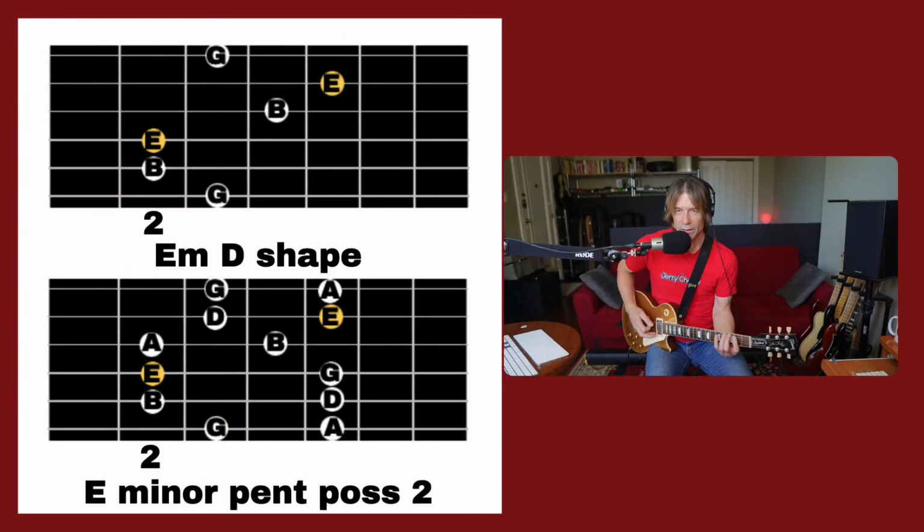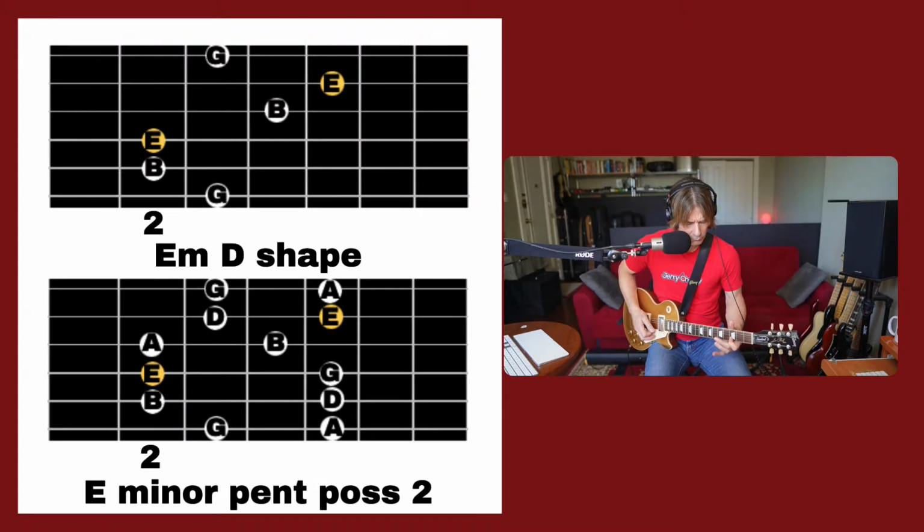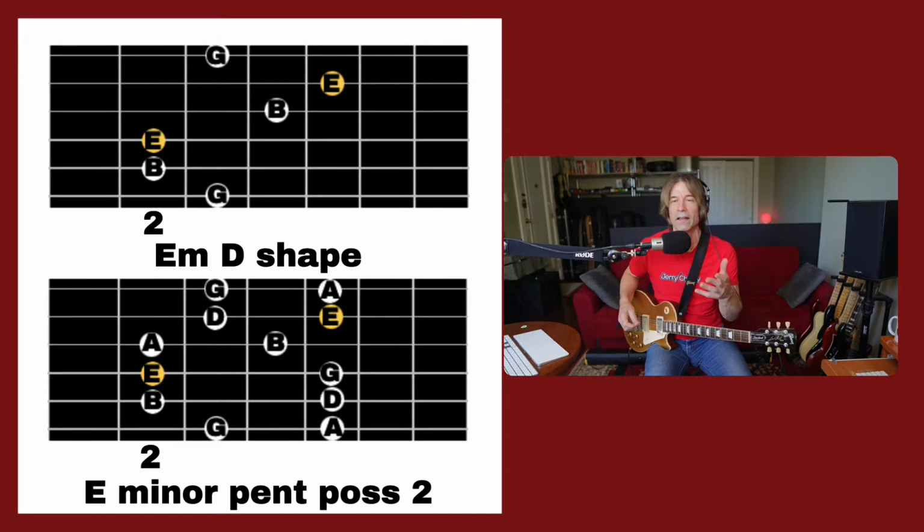Scale. The G is the third. The B is the fifth. Think about what this is doing to the E minor chord. The D is the seventh. Make up licks. I mean, you see, there's the scale right there. The E minor pentatonic position 2.